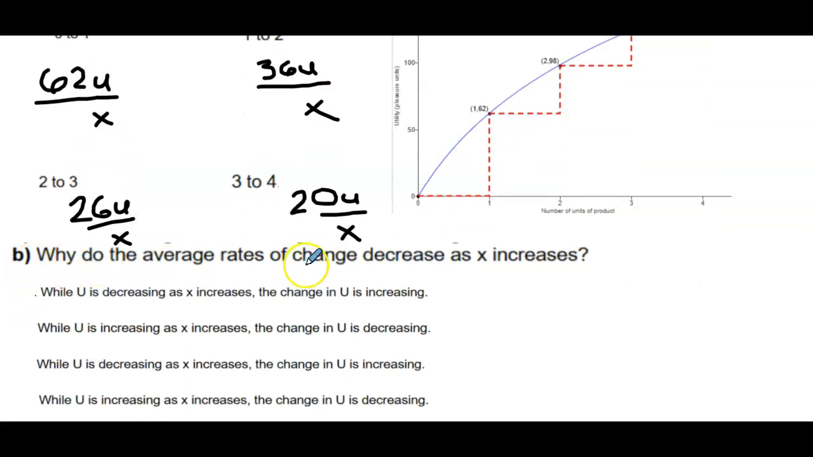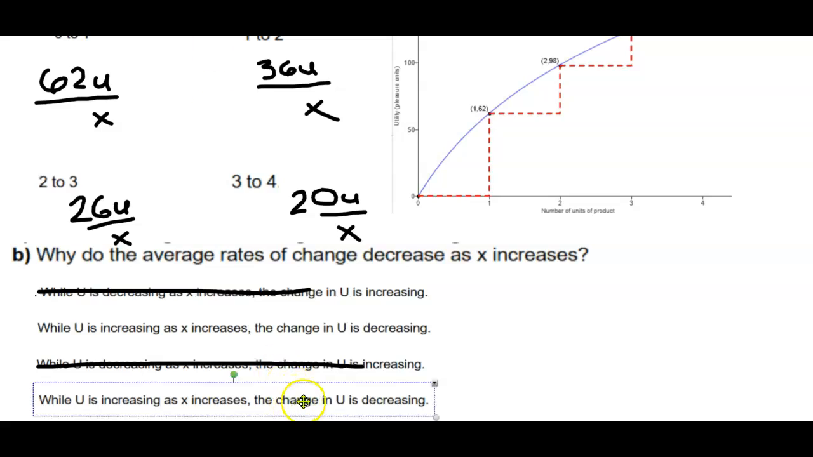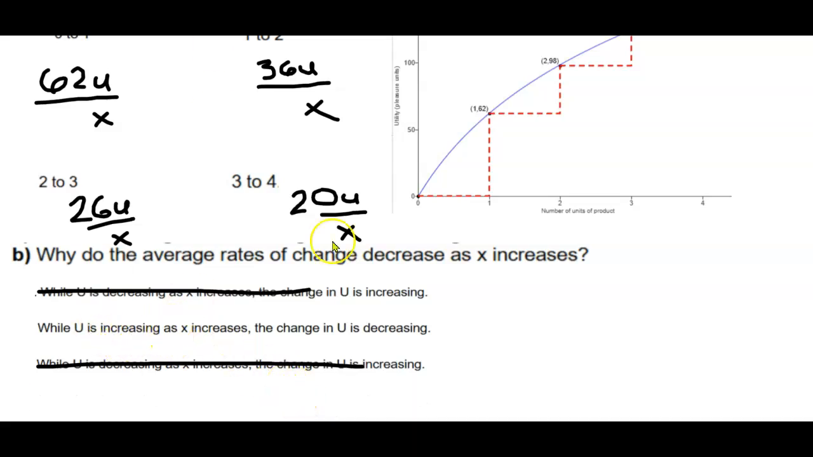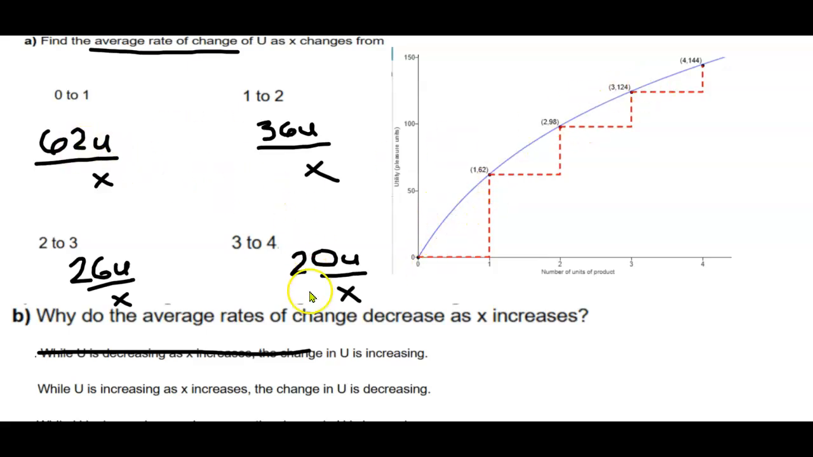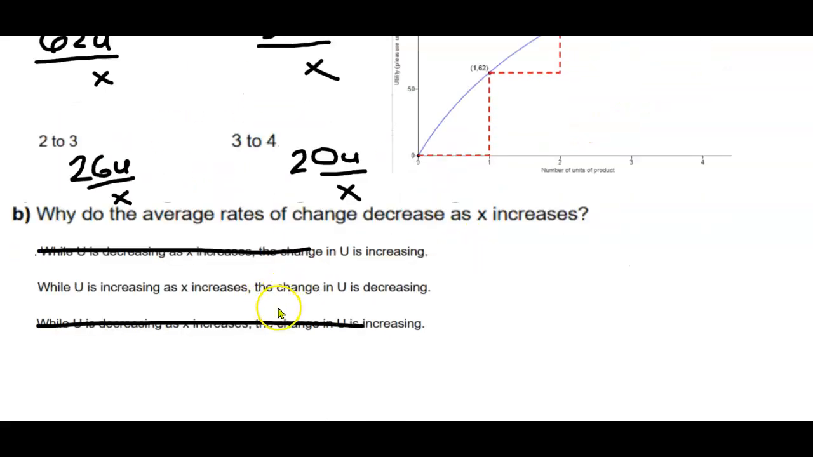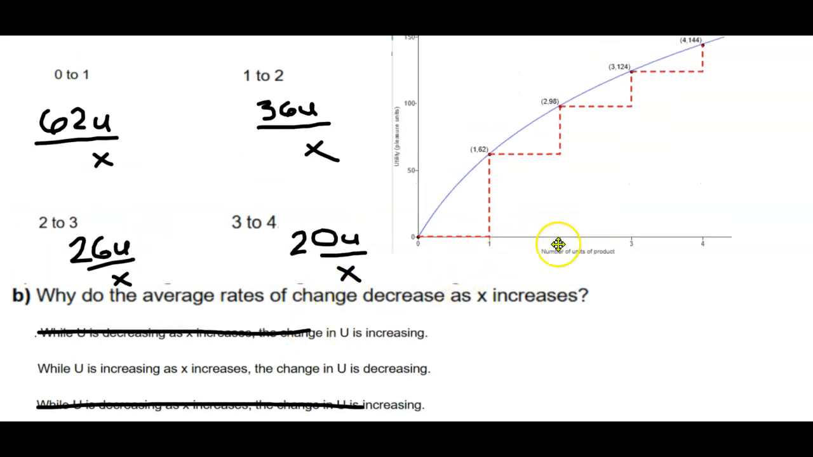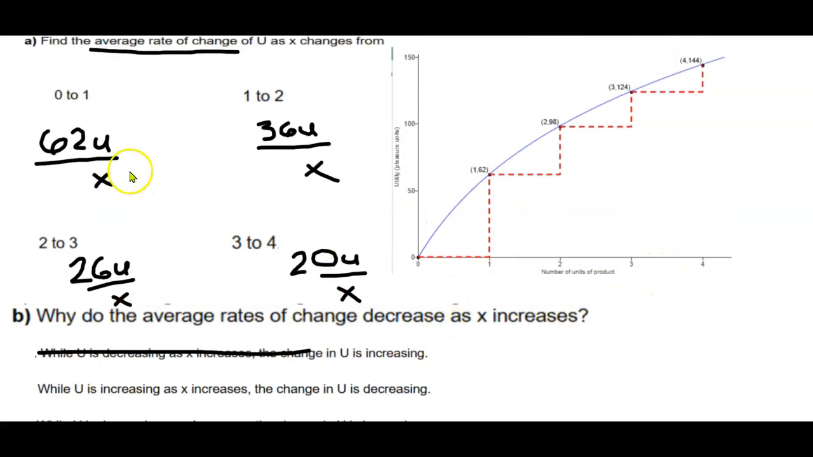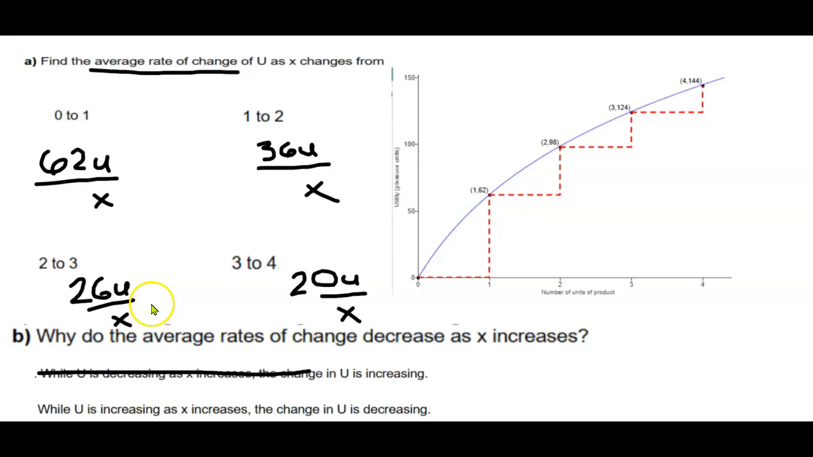So when we look at the second part here, why do the average rates of change decrease as x increases? Well, u itself is increasing, right? The slope's always positive. So any option where it says u is decreasing is out. Looks like I may have double copied one of the same responses here. It's okay. The one that we want to select as our answer is that u is increasing, the y-axis is increasing, slope's always positive, but the change in u as we consume more and more products is decreasing. We saw a change of 62 down to 36, down to 26, down to 20. So that should be our answer for part B.